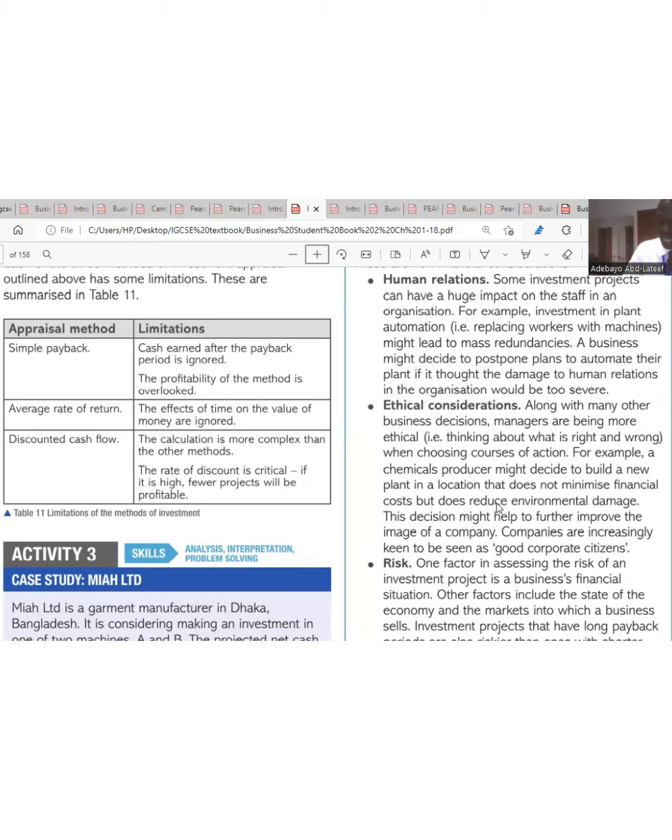Then we go to the average rate of return, ARR. The only problem about ARR is that the effect of time on the value of money is ignored, unlike the NPV. NPV will tell you what the future earnings are, but the ARR does not tell you the time value or the money value of this period. It only tells you the average rate of return, and the lowest time you'll be able to pay back. Do you get the point here? Yeah. Which is a problem.